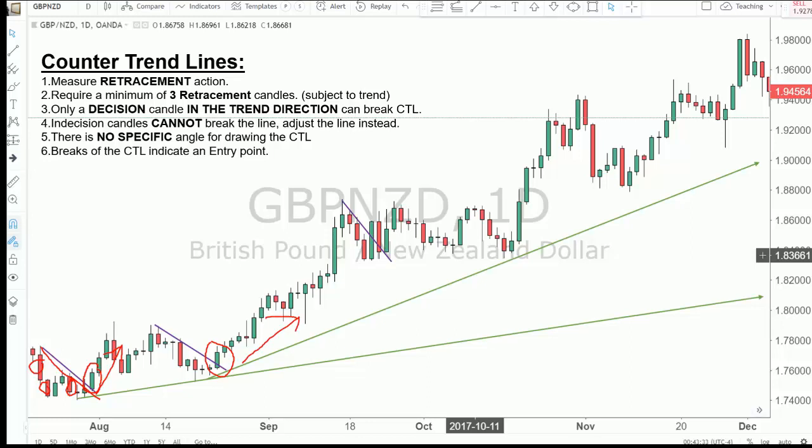This is another example right here. There's another example right there. There's another example right there, and so on and so on. When you see these decision candles that the majority of the candle breaks to the right side of the counter trend line, you're going to see some subsequent market movement, some of them more than others. Right? This is how we draw a counter trend line. And effectively, when you see the break of a counter trend line, especially when it's in the direction of the trend, you're looking at entry opportunities.